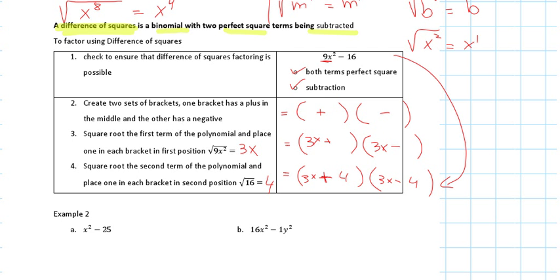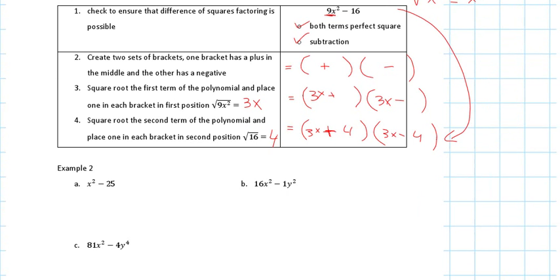So, do we understand that? It's going to take more practice to get used to it. Okay? Here's a question for you. Example 2a. Is it a difference of squares? Do you have two perfect terms? x squared is a perfect term. 25? Is there a minus between them? Good. So can I use difference of squares? Good. So I put an equal, open brackets, plus in the first, minus in the second.